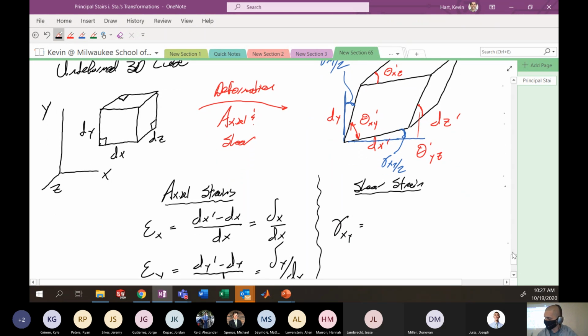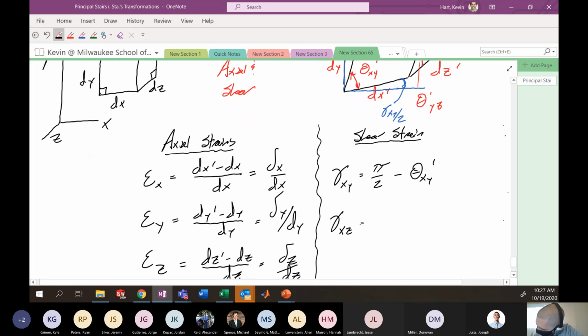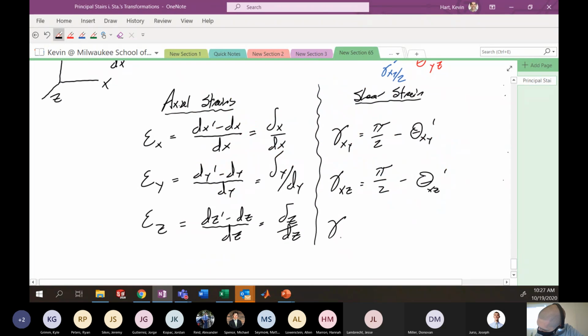So hopefully we can sort of see this. It's 90 degrees, or I'll work in radians to be a little bit more appropriate. This is going to be pi on 2 minus theta xy prime. That gives me sort of those leftover gamma xy on 2 halves. Hopefully we sort of see that. All right, same idea for gamma xz. It's pi on 2 minus theta xz prime. And gamma yz is going to be pi on 2 minus theta yz prime.